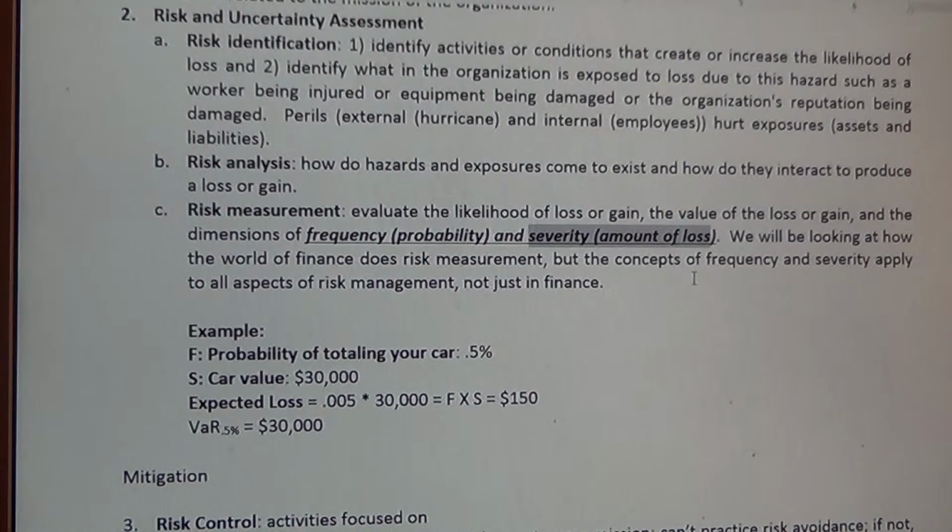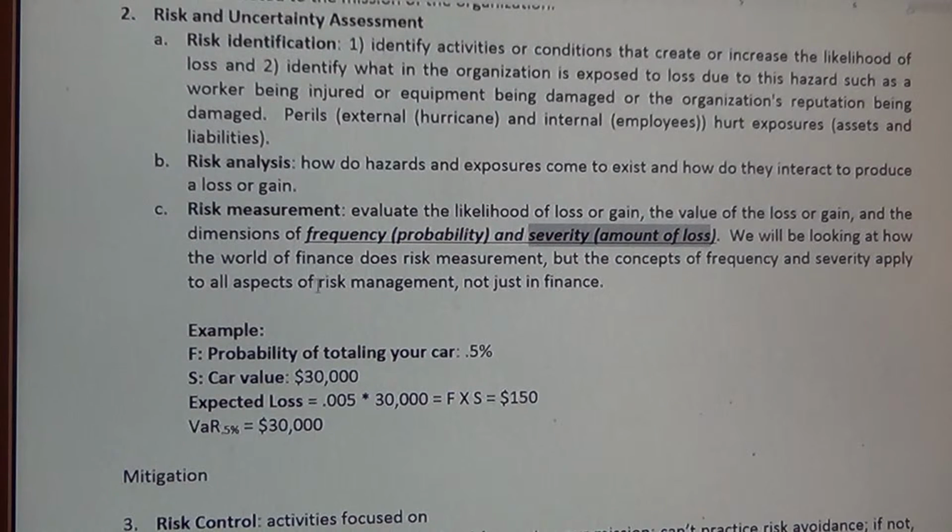So the concept of frequency and severity apply to all aspects of risk management, not just in finance, but in many other areas of business. So thinking about the probability of something happening and when it happens, how severe is it? For example, when you buy car insurance, you ask, what's the probability that you might total your car?